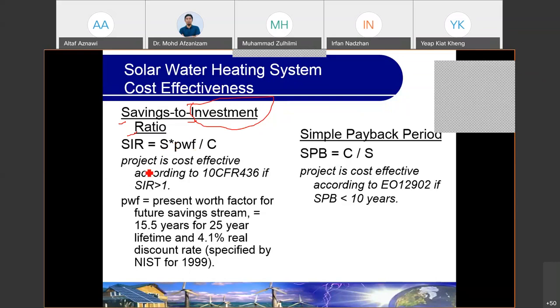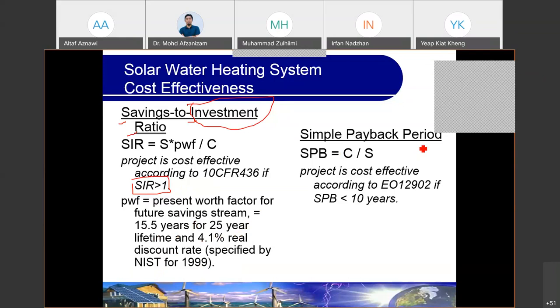PWF, okay, the project is cost effective according to the standard. This is the important part: if the SIR, saving to investment ratio, is greater than one, we can assume it is worth having the system. If less than one, not worth. PWF, present worth factor for future saving stream, 15.5 years for 25 years, attained at 4.1 real discount rate, specified by NIST for 1999.